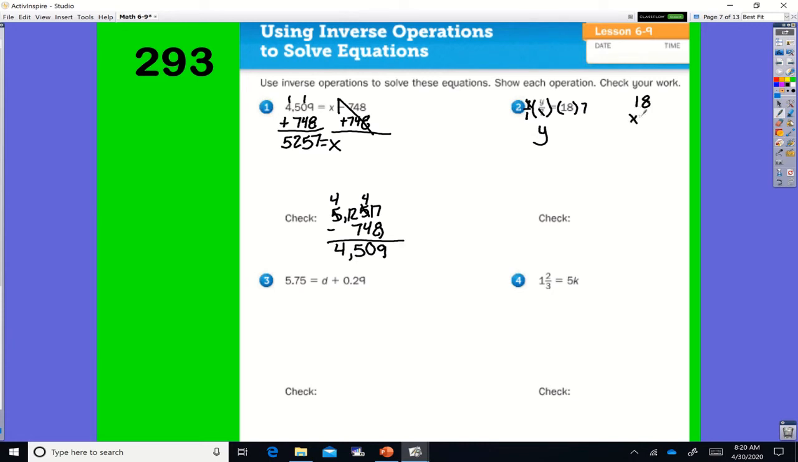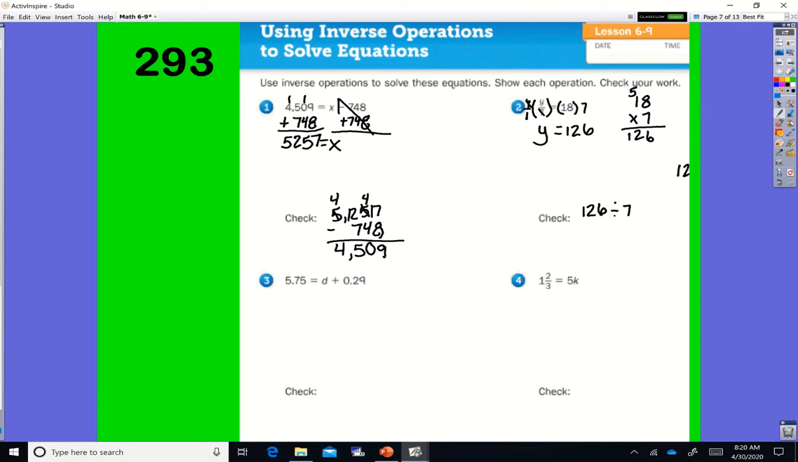So we have 18 times 7. 8 times 7 is 56. 7 times 1 is 7, plus 5 more is 12. That gives us 126. Now to check it, we're going to do 126 divided by 7.